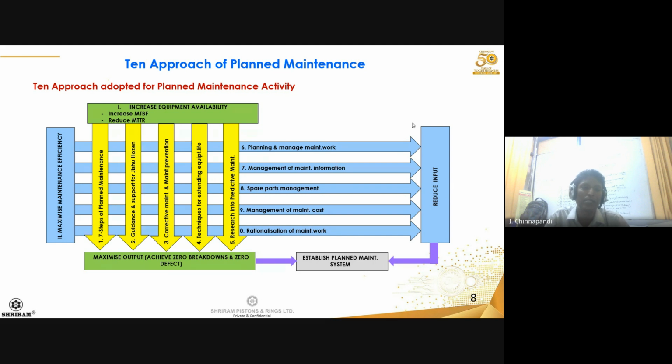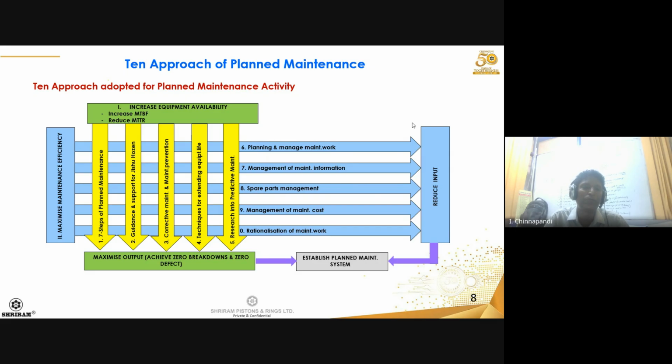And the other one is to reduce MTTR. MTTR means mean time to repair. For example, in a shop floor, we are having 6,000 machines. There are 500 breakdowns, and it took 1,000 hours. So 1,000 divided by 500 is 2. So it means the mean time to repair one breakdown is 2 hours. So this is how we can achieve that.